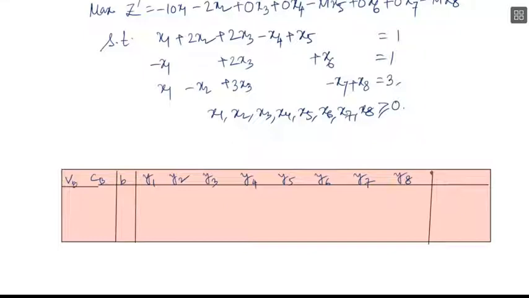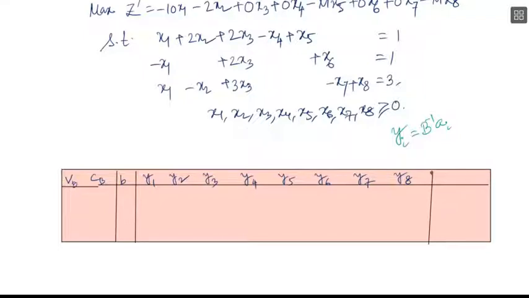Here each yi is given by B inverse Ai, where Ai are the columns of the coefficient matrix A, that is Ai is the coefficient of the variable xi, and B is the basis matrix. What is basis matrix we will see now. So we put all the things in the first table.